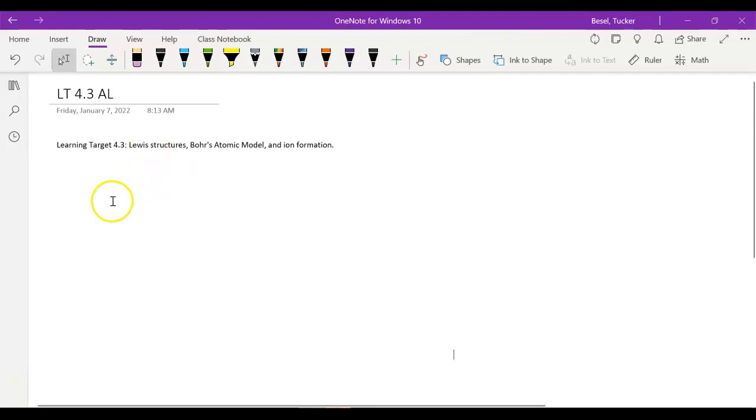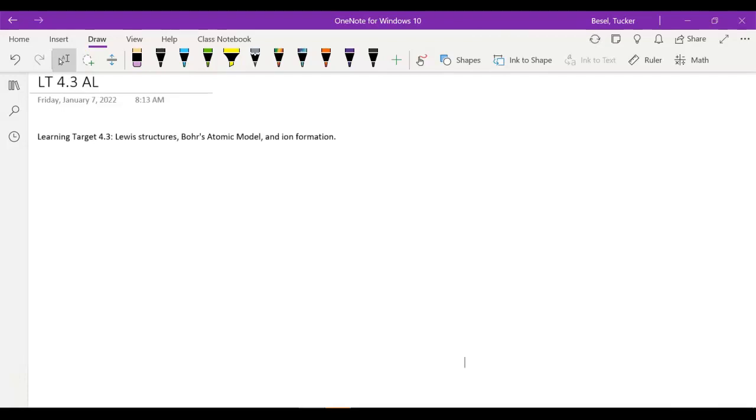So this video is your introduction to Learning Target 4.3. Learning Target 4.3 is about Lewis structures, Bohr's atomic model, and ion formation. Those are the three main things in this learning target. In this video, I'm going to go over what Bohr's model is, what a Lewis dot structure is, and also what you need to know about valence electrons. So let's get to it.